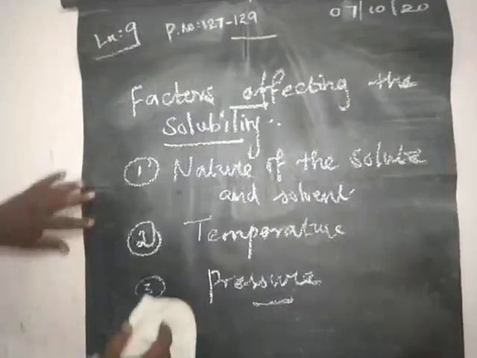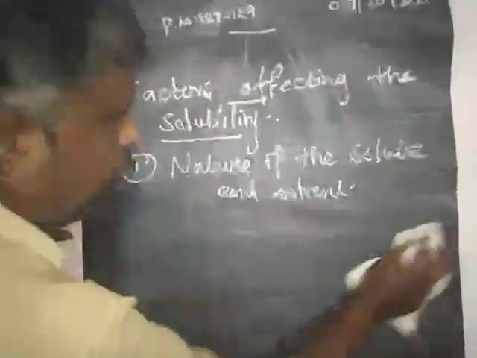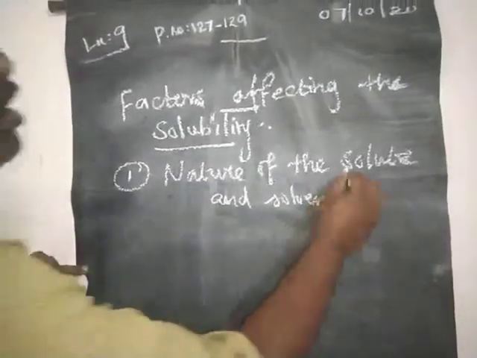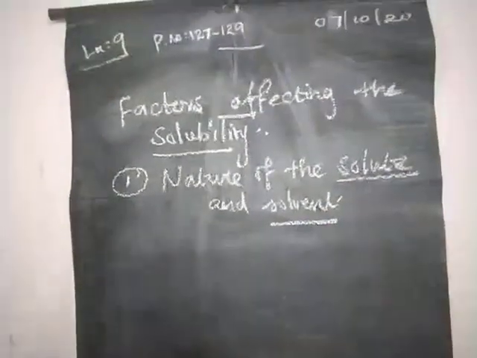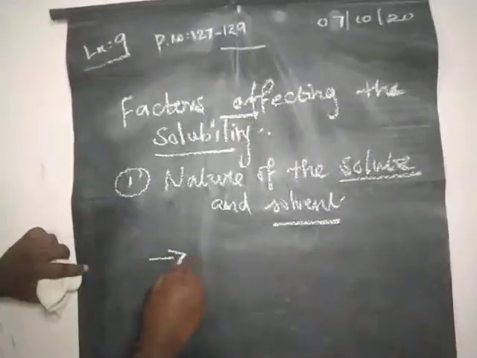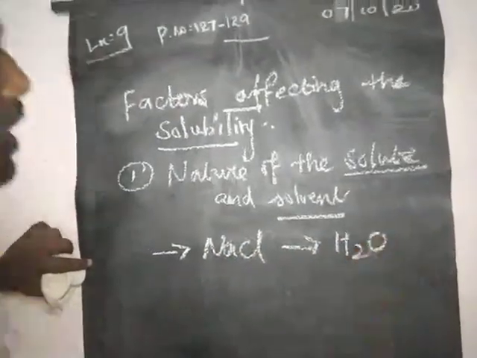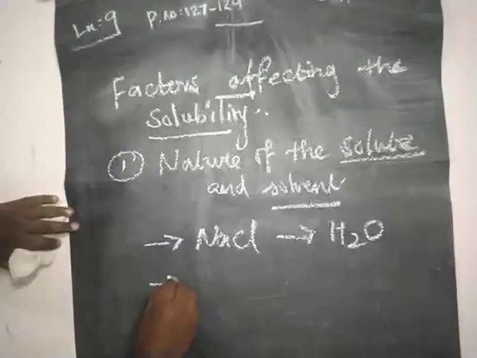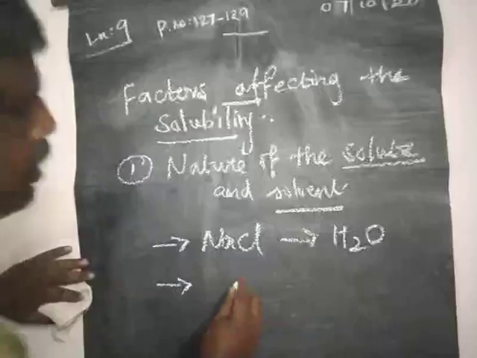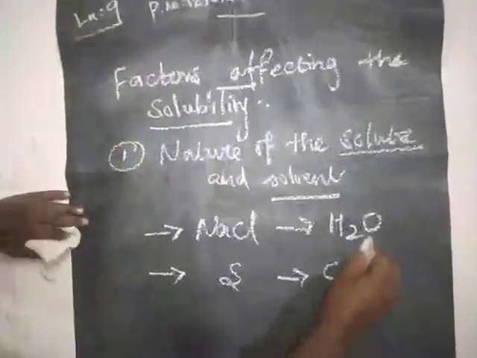First we will see the nature of the solute and solvent. What is meant by solute and what is meant by solvent? In a solution, the component present in less amount by weight is called the solute, and the component present in large amount by weight is called the solvent. For example, sodium chloride dissolved in water. In the same way, sulfur dissolved in carbon disulfide. See these two examples.